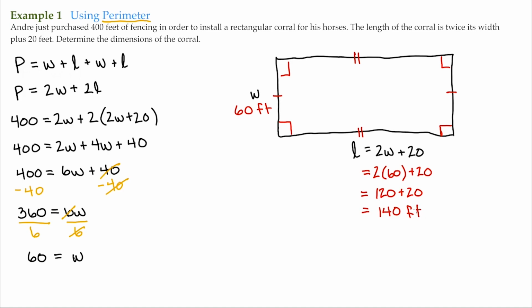Now we're going to go ahead and check that. So I have the perimeter equal to 2W, and W is 60, plus 2L, and L is 140. 2 times 60, that's 120. And 2 times 140, that's 280. And 120 plus 280 is indeed 400. So it seems like it checks out.